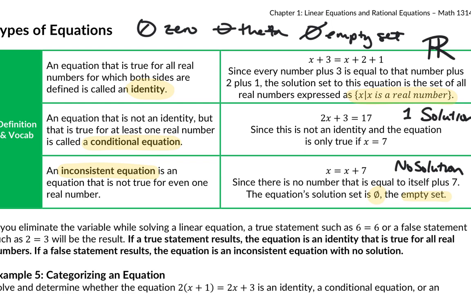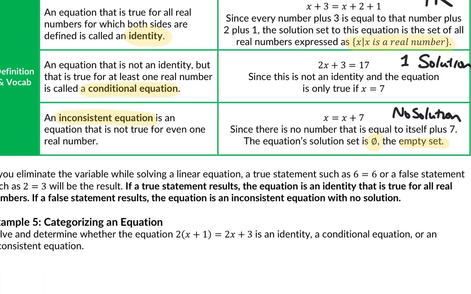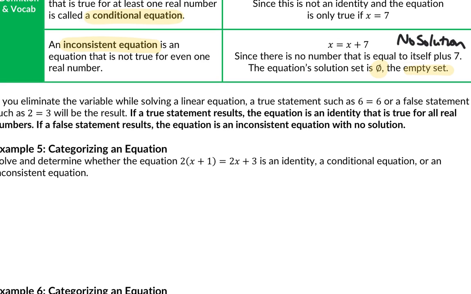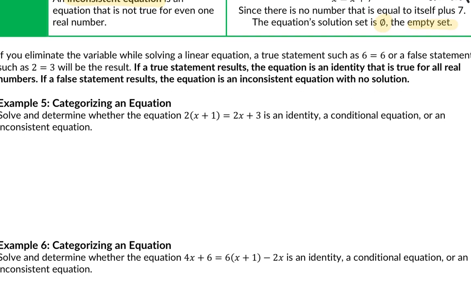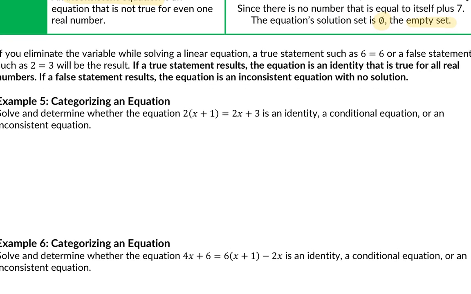Okay, cool. So when we're solving to determine what kind of equation you have, whether it's an identity, a conditional, or an inconsistent equation, you're going to want to solve it down as much as possible. If you eliminate all of the variables, it is either an identity or an inconsistent equation, because then you're going to have to determine if it's true or false. What I mean by that is, for this problem, we're going to solve.